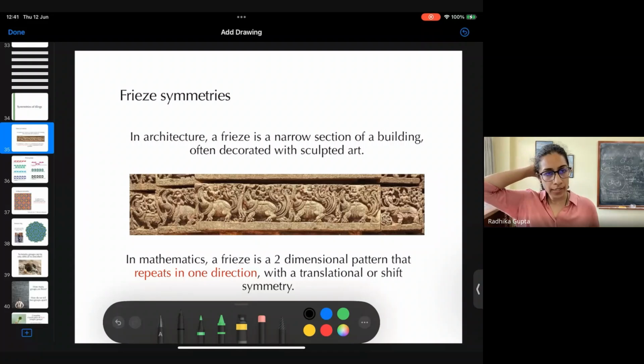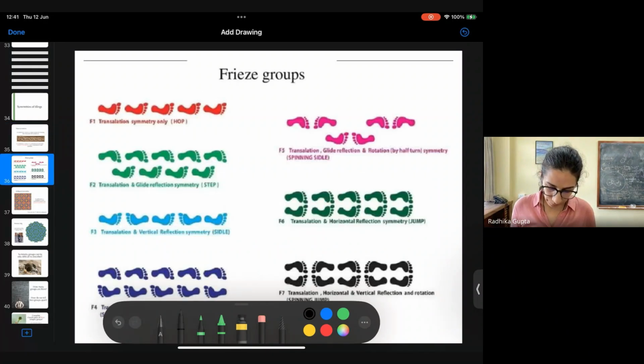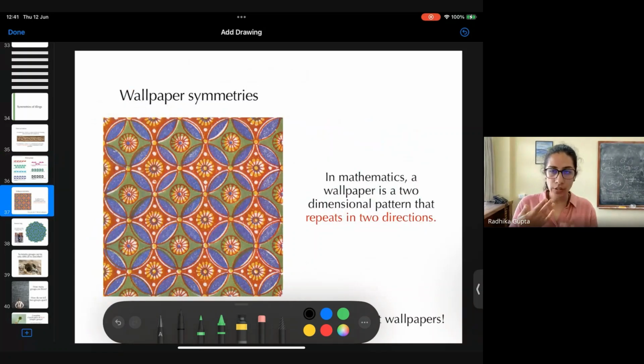There's something called frieze symmetries. Whenever you go to a temple, or even if you look at your mom's sari, you'll see these borders, and you'll have different symmetries in those borders and in these temples. There are 7 kinds of frieze symmetries, and these are one-dimensional symmetries. And then there are 2-dimensional ones, you see wallpapers.